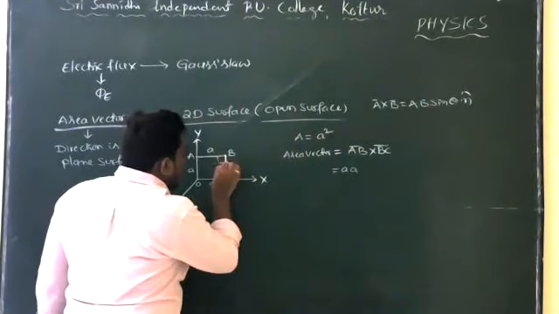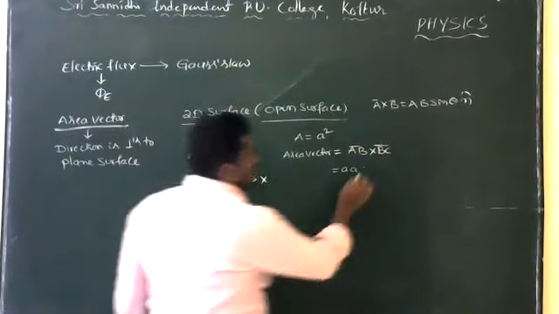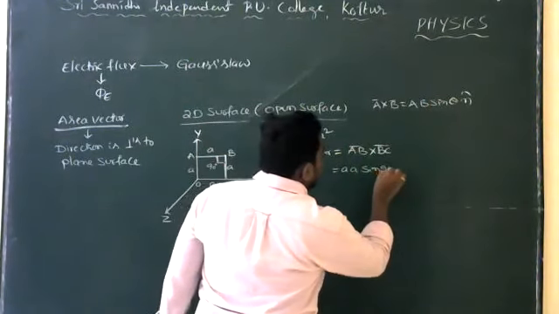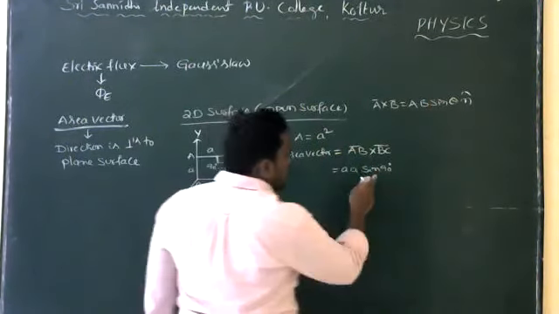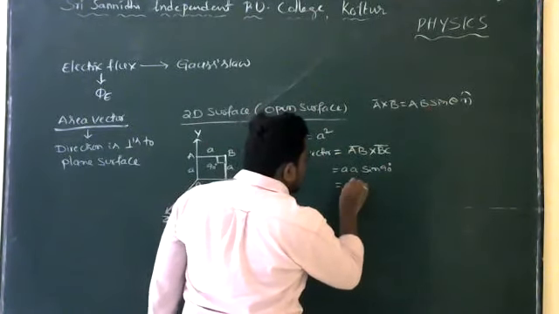So what is the angle between AB and BC? The angle is 90 degrees. So that is sin 90 degrees, and sin 90 degrees is equal to 1. So that means 1 into A into A, A square. So this is A square.